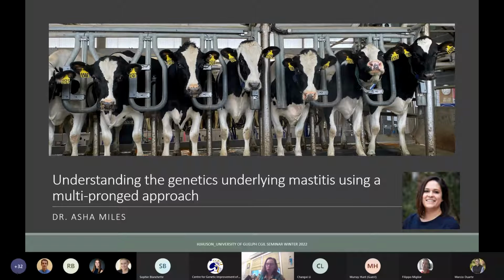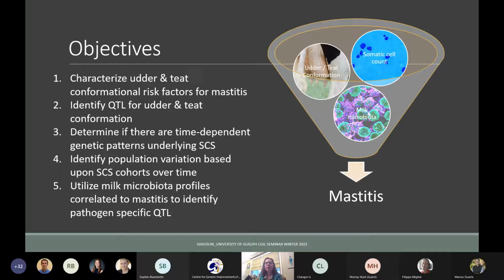So when we started the mastitis project, these were my aims. I wanted to start out by characterizing things such as the udder and teat conformation and how that relates to mastitis. Of course, I wanted to do genome-wide association studies looking at udder and teat conformation, not only in and of itself, but also in relation to mastitis.